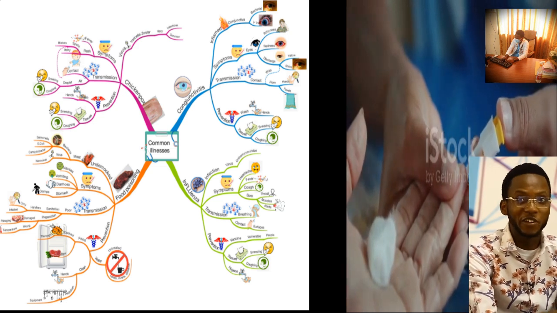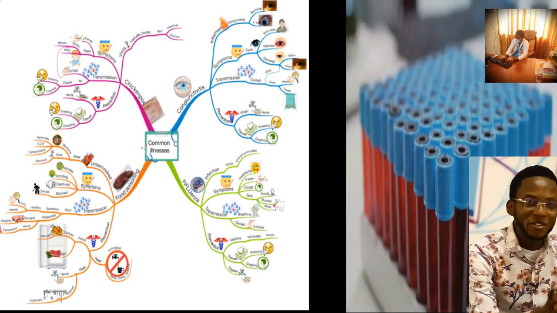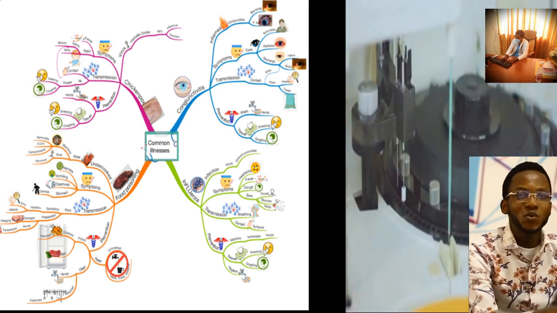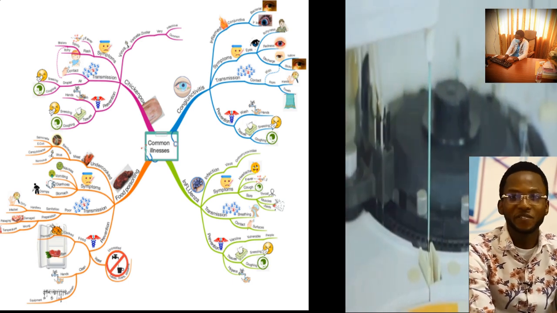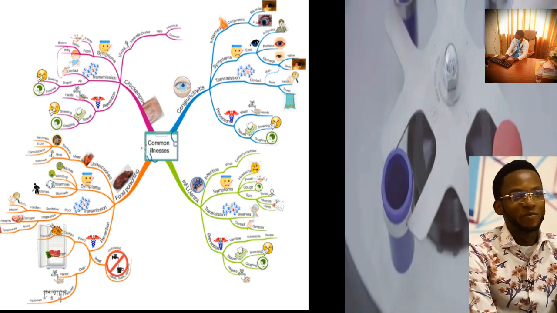Blood film or rapid diagnostic test, RDT, for malaria parasites. Urinalysis and culture. Blood urea and electrolytes, BU, and creatinine. Blood culture and sensitivity. Treatment.